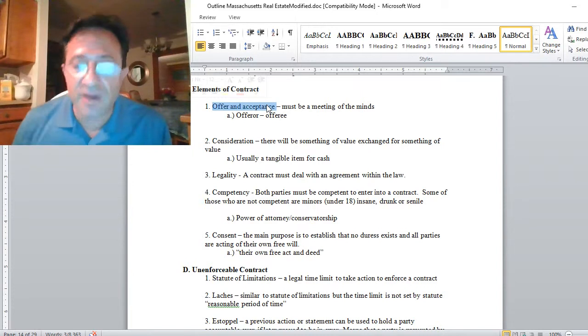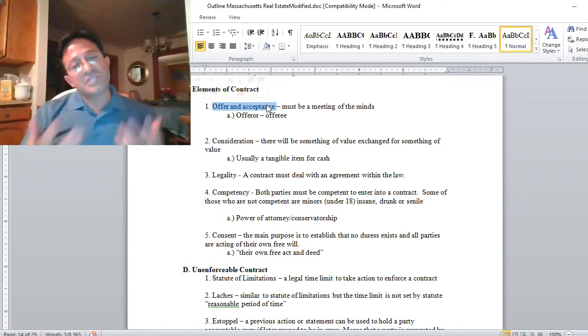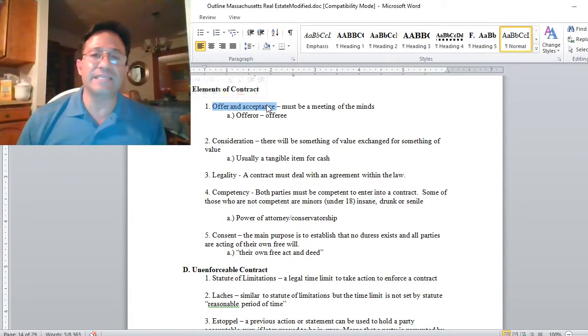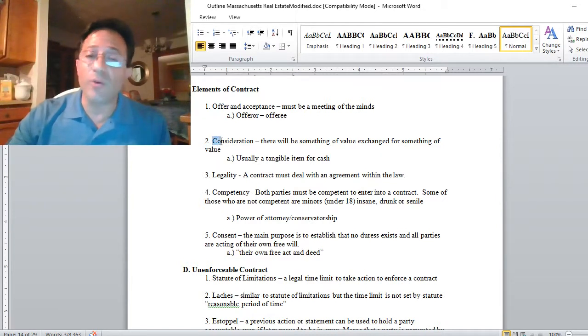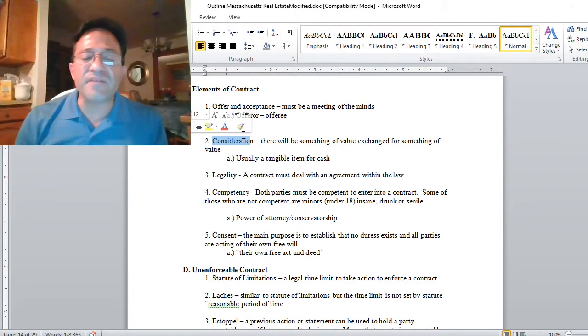Who tenders the offer, as we say, and the person who receives the offer is the EE word, as I say, the offeree. So there's an offeror and an offeree. Usually, or actually not usually, always with every contract there is going to be consideration. And that's something of value.